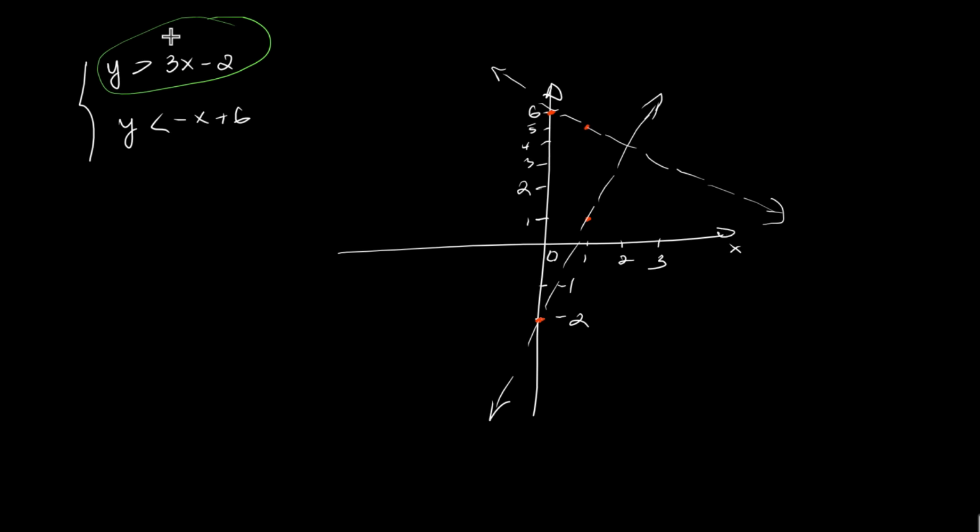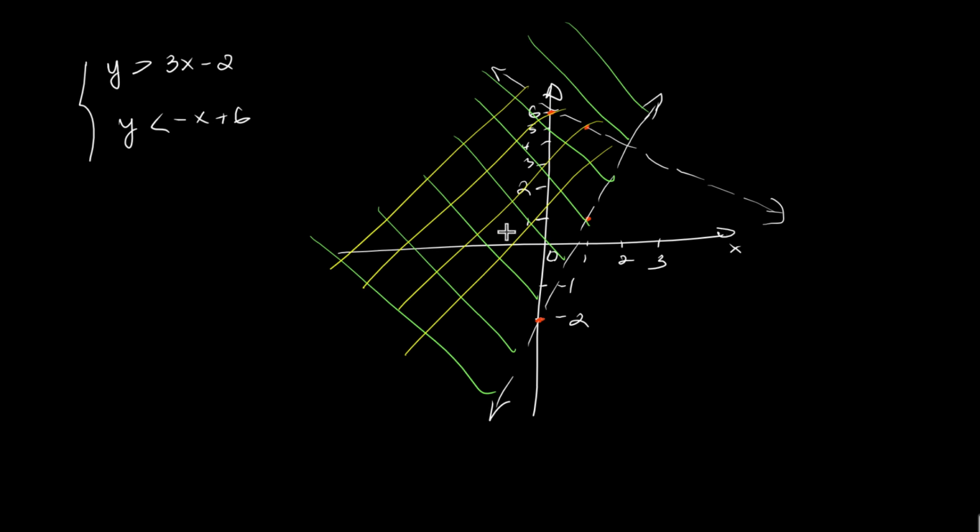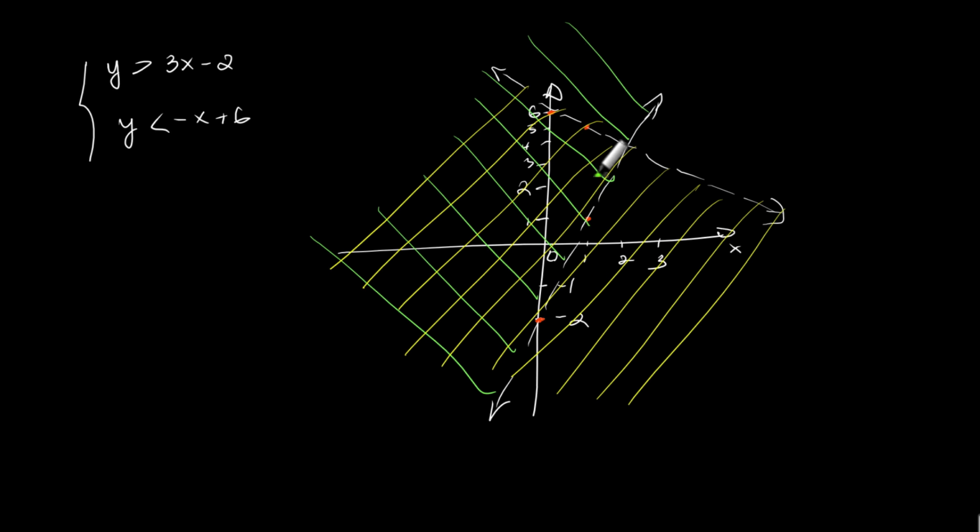Let's analyze. For the first inequality, y is greater than the line, so we shade above it. That removes the regions below it. Now for the second inequality, y is less than the line, so we shade below it. The only region that satisfies both conditions is the overlapping section between them. That's the solution.